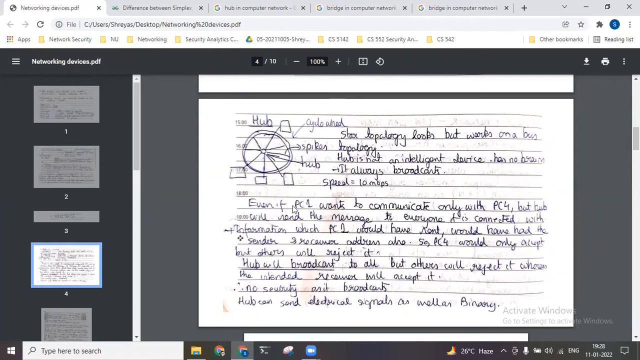So here, as I said, even if PC1 wants to communicate only with PC4, the hub will send the message to everyone it is connected with. The information which PC1 would have sent would have had the sender and receiver address also.